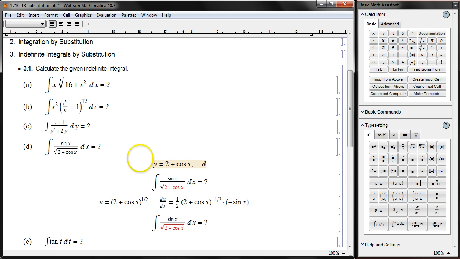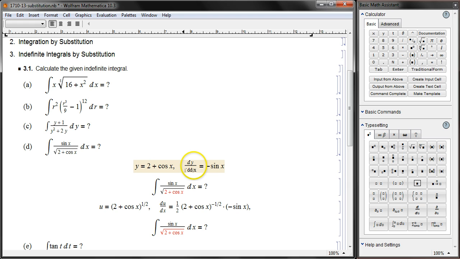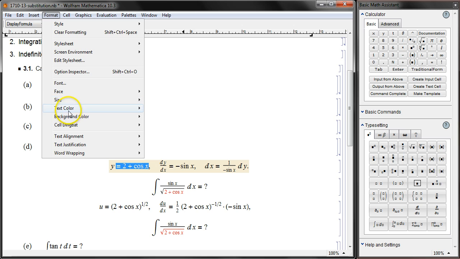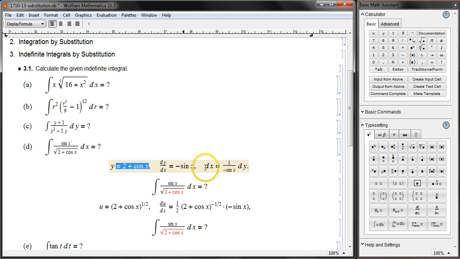And consequently, the derivative is negative sine of x, therefore dx is 1 over negative sine of x dy. So this is the original substitution, isn't it? And then the derivative computation yields the substitution for the differential part, and we are ready to substitute in.